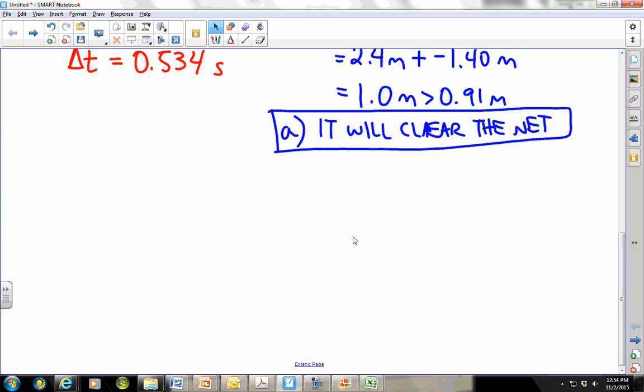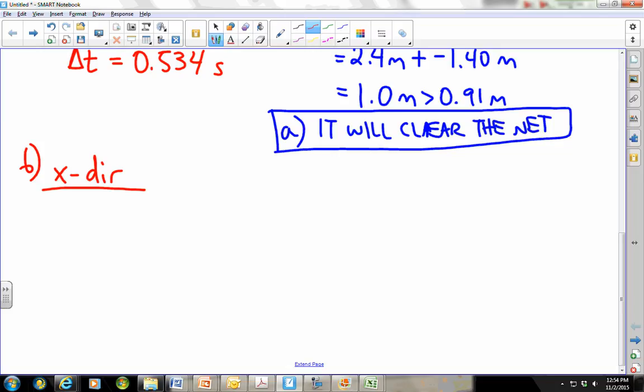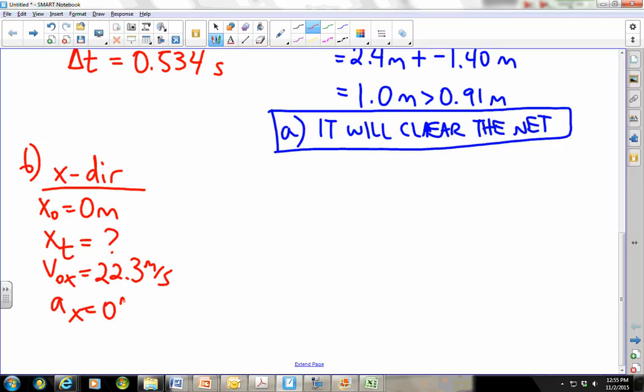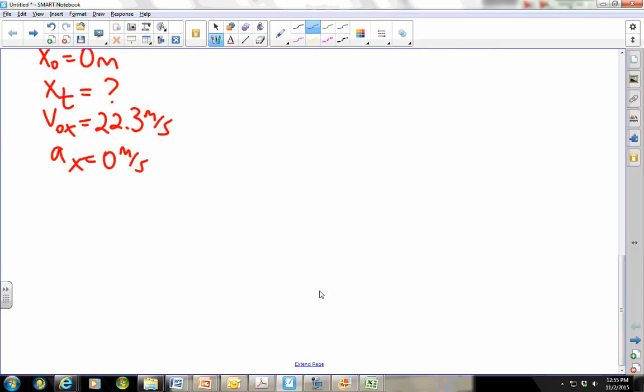I'm just going to totally rewrite the givens, which is a little bit overboard, but okay. So part B, x direction, we're still working with the same initial position, but we don't know how far it's going to go beyond the net at the time when it would hit the ground. But we still have these initial conditions.